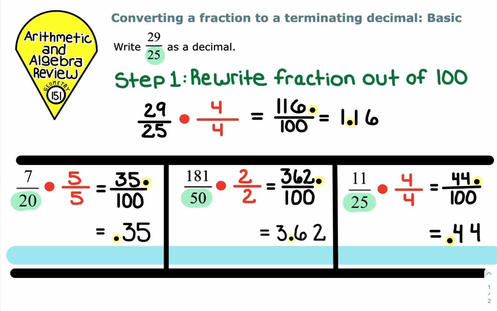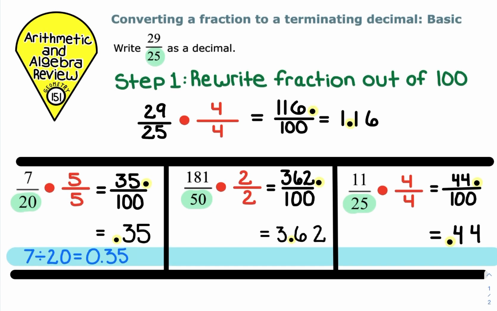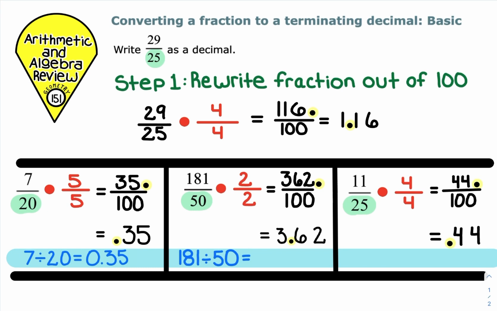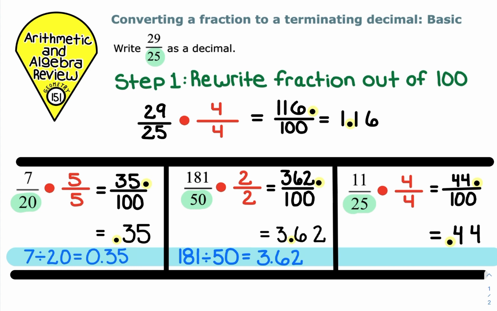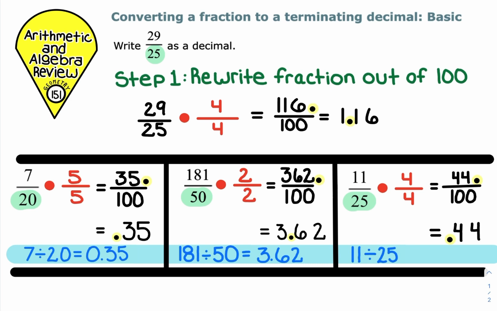Spoiler alert. If we did just grab our calculator to change a fraction into a decimal, what we do in that first example is take 7 divided by 20 to get the 0.35. In the second example, 181 divided by 50, and that would give me 3.62. And in the last example, on my calculator typing in 11 divided by 25, I would get 0.44.